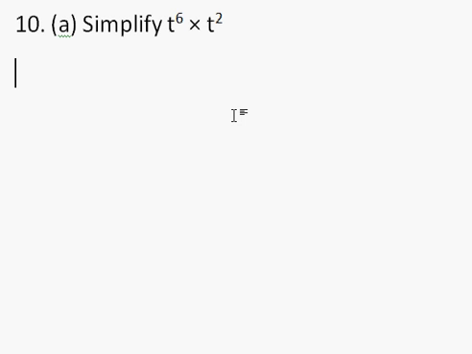Okay, so t is some number, we don't know what number it is. So we're letting a letter stand for it, and we just need to simplify this expression, t to the power of 6 times t to the power of 2. I'm going to show you two ways to do this question. The first way is the long hard way, and then secondly I'll show you the short easy way.